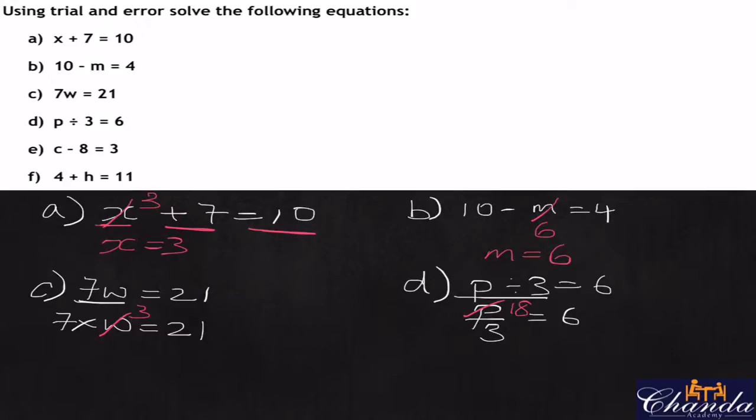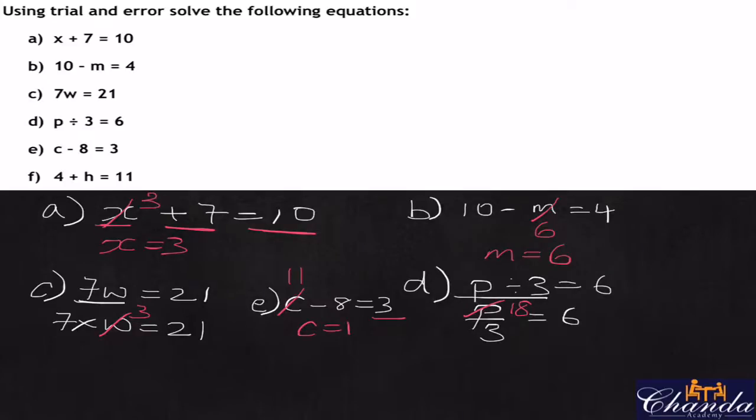Okay, now let's move to part E. So c minus 8 is equal to 3. Now think about it. What do I need to minus by 8 for it to equal 3? Is it 10 minus 8? Or is it 5 minus 8? Is it 11 minus 8? So 11 minus 8 we know gives us 3. So c is equal to 11 in this case.